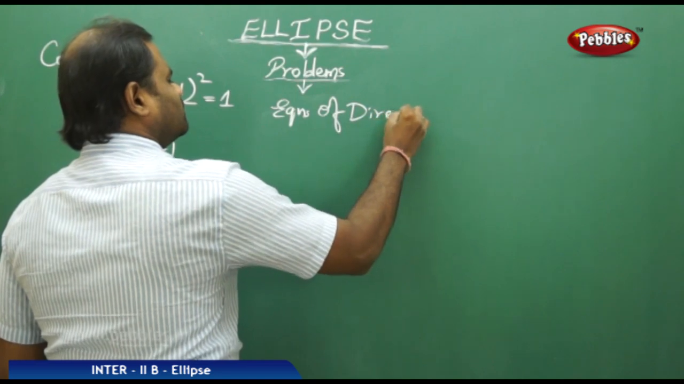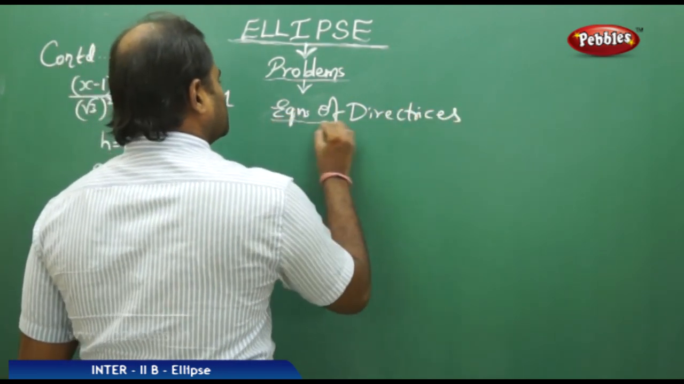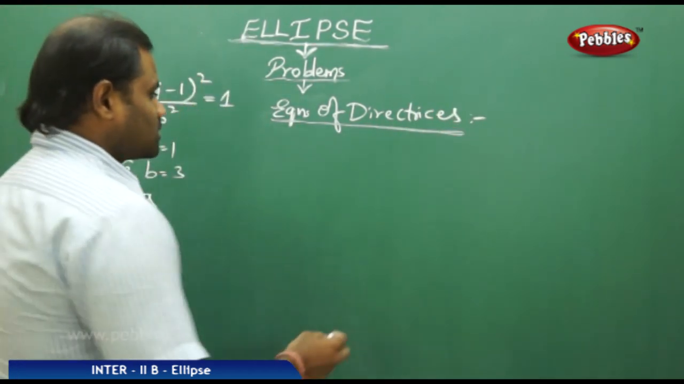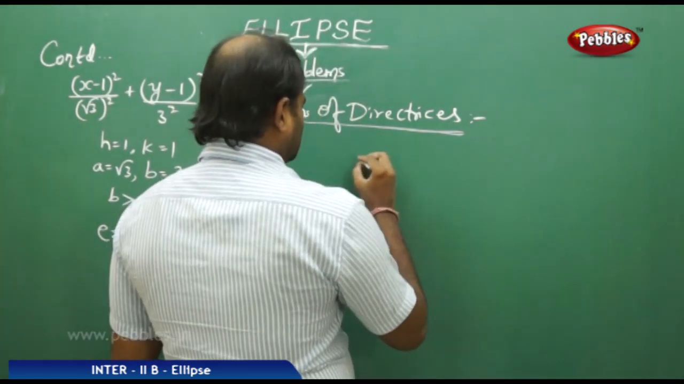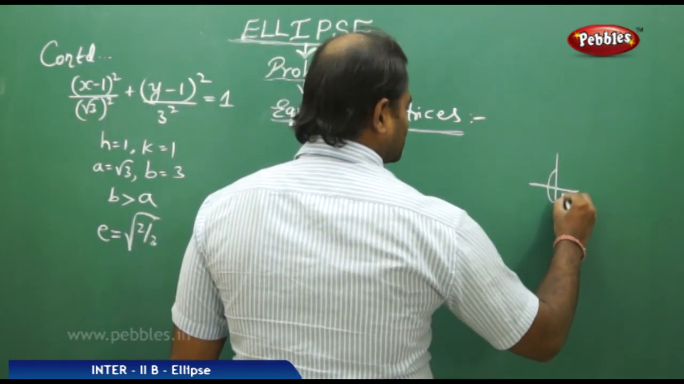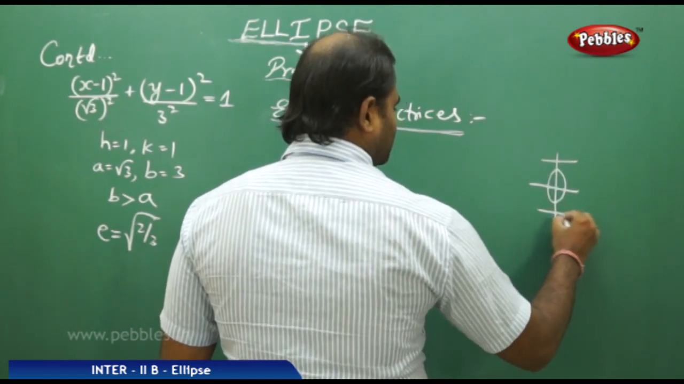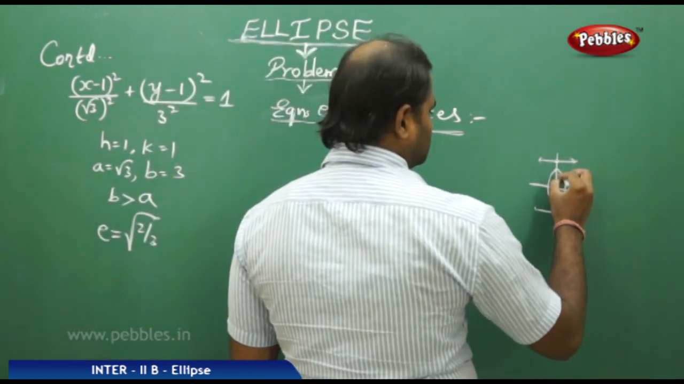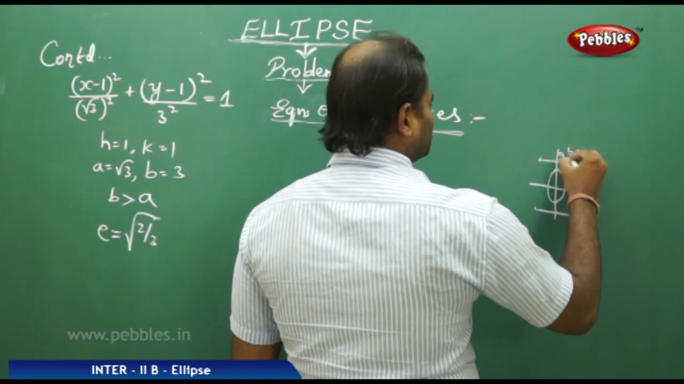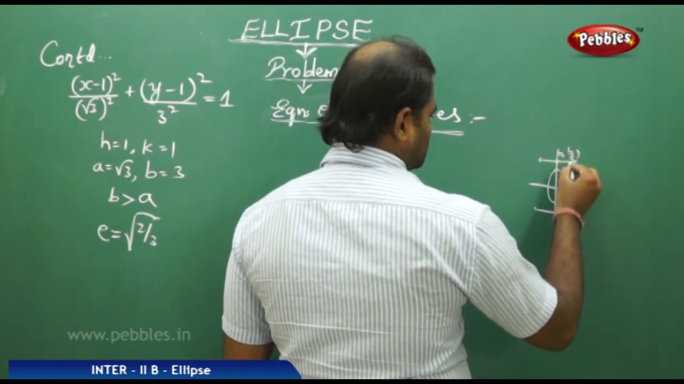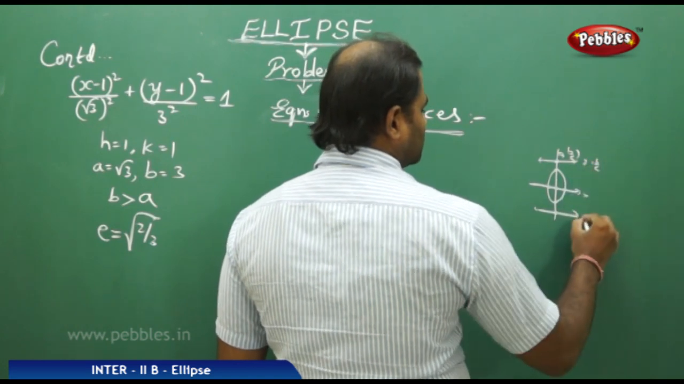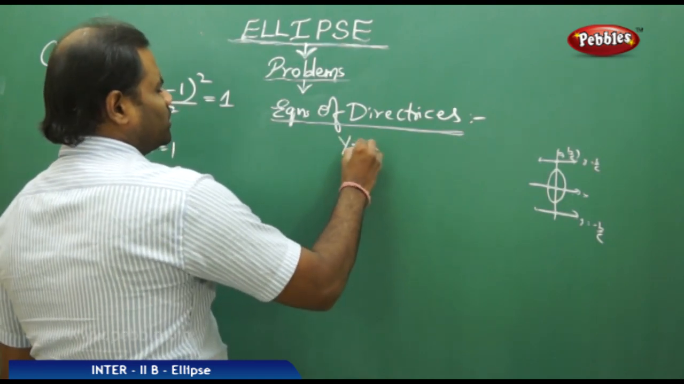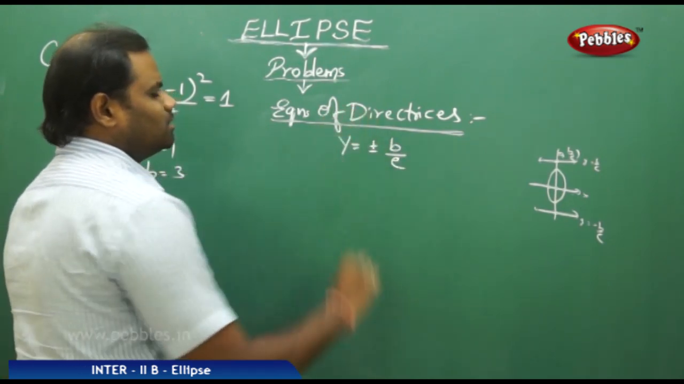Equations of directrices. As we see, there are two equations of directrices. So for this, we know that the ellipse is going to look like this, where the directrices are here. So this equation of directrices would be any line parallel to x-axis, y equal to b by e, and y equal to minus b by e. So we have the equations of directrices as plus or minus b over e.